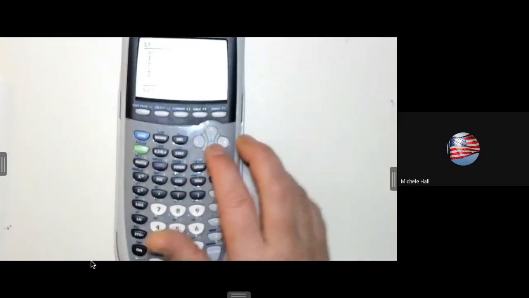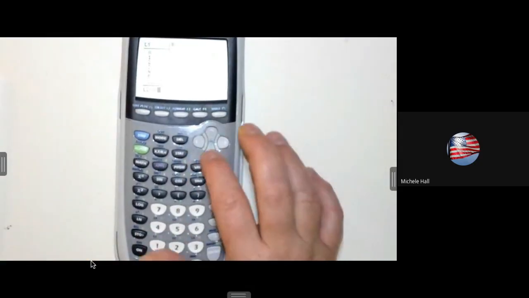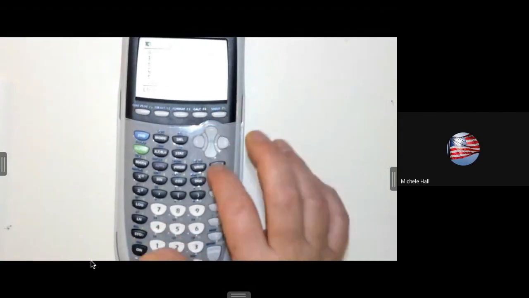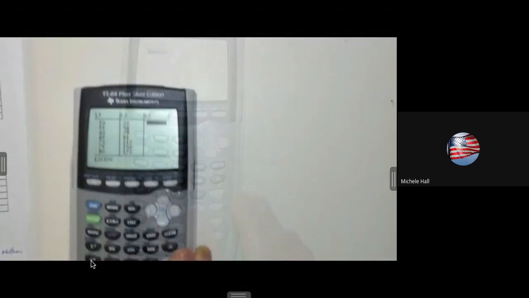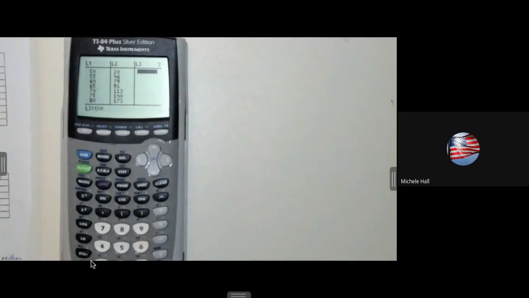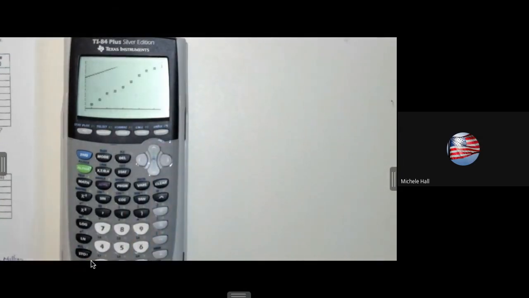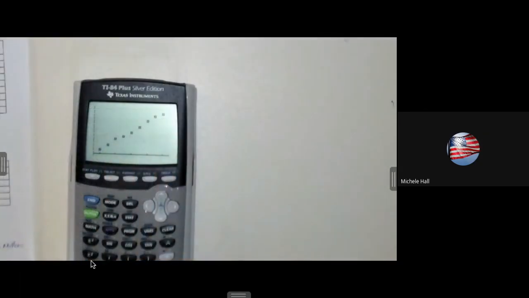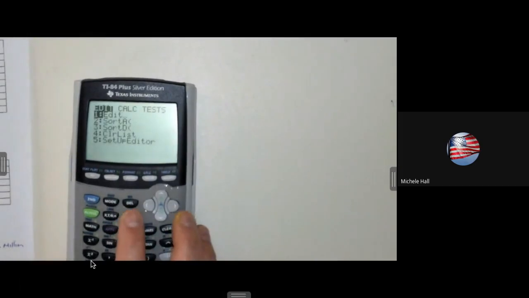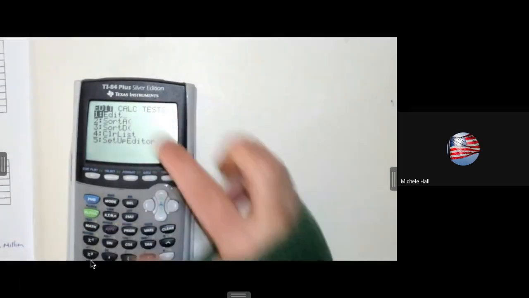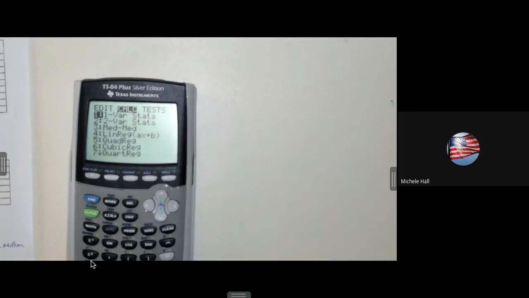edit a list, go up to L2 and clear and come back down. I want to clear my list. All right. Now that my data is entered, I would like to go to Zoom 9 for Zoom stat. And I can see I need to clear a line out that's in there. I'm going to go to y equals and go to stats, calculates, number 4, a linear regression.